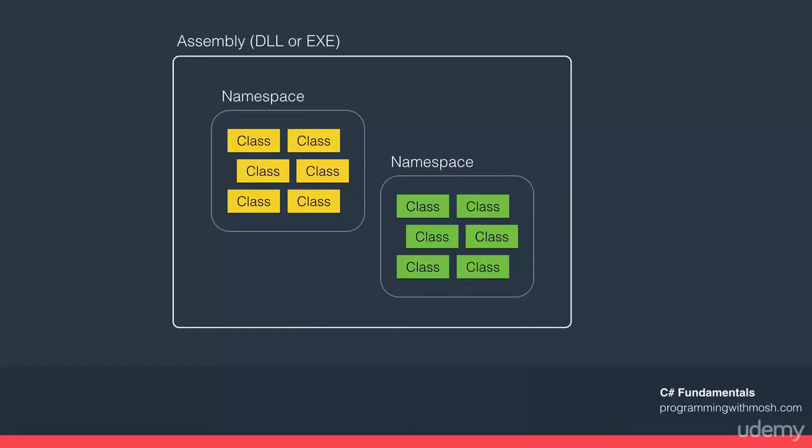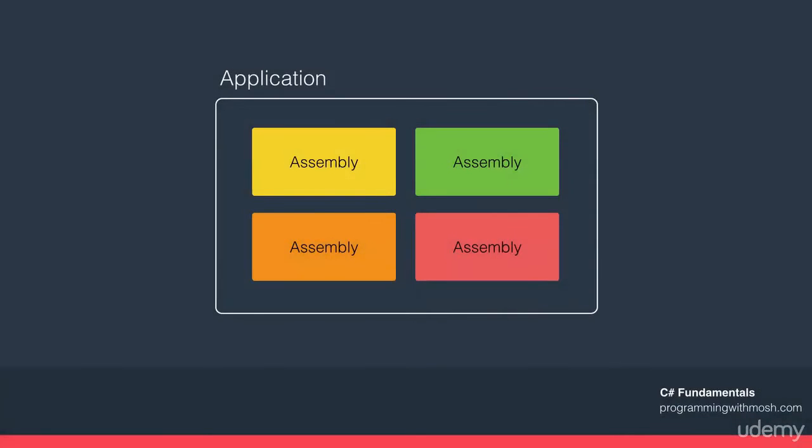Now, in real-world application, as these namespaces grow, we need a different way of partitioning an application. And that's where we use an assembly. An assembly is a container for related namespaces. Physically, it's a file on the disk, which can either be an executable or a DLL, which stands for Dynamically Linked Library.